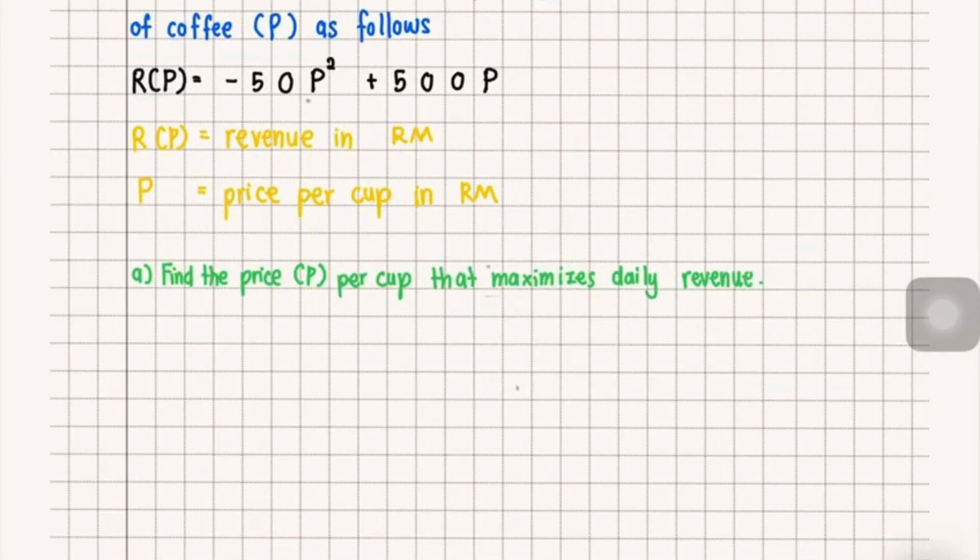Hi everyone, today we will solve a problem regarding our topic, which is differentiation in economics. The question states a coffee shop has observed its daily revenue depends on the price of coffee as the equation given. R(p) equals negative 15p squared plus 500p, where R(p) is the revenue in ringgit Malaysia and p is the price per cup in ringgit Malaysia. For those who don't know what revenue is, revenue refers to hasil.